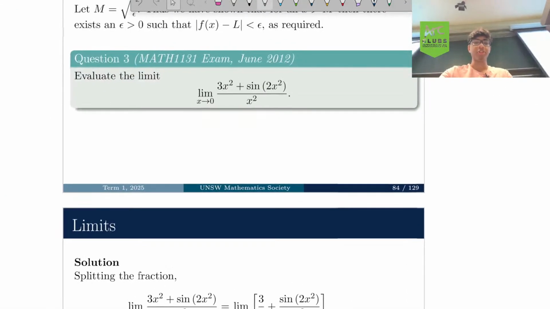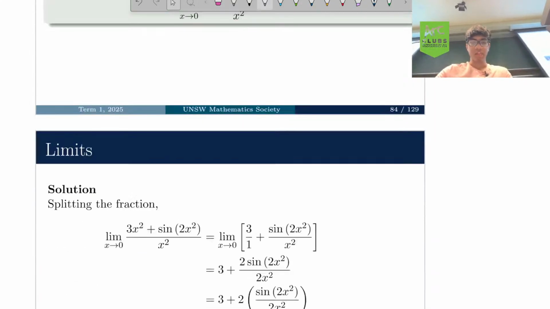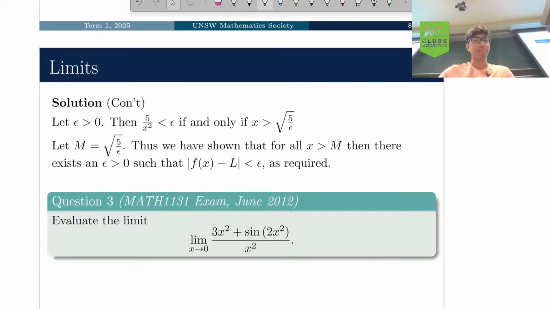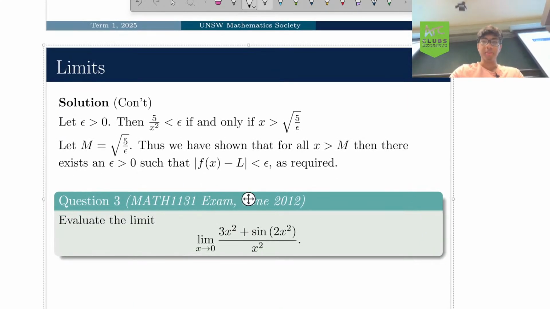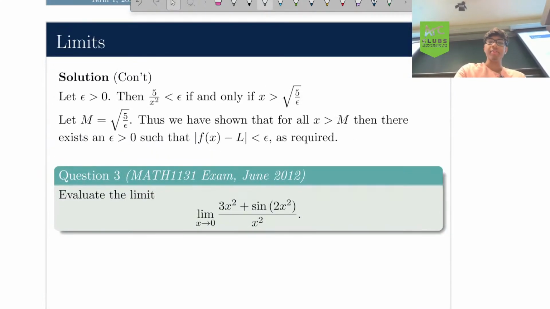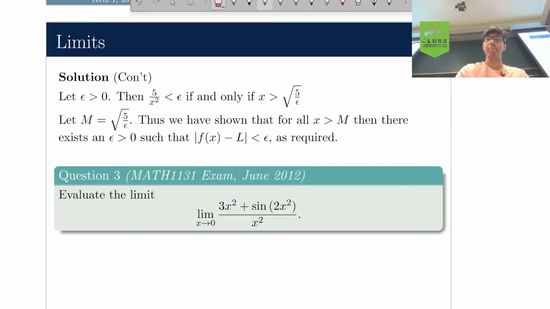And we can see if I show the same working, exact same thing happens. Oh, yeah. No, sorry, it was this page. Yep, sorry. There we go. So exact same thing happens. They subtract L and they put it as one fraction, rewrite this in a simpler form, and then they show that x is greater than root 5 on epsilon.